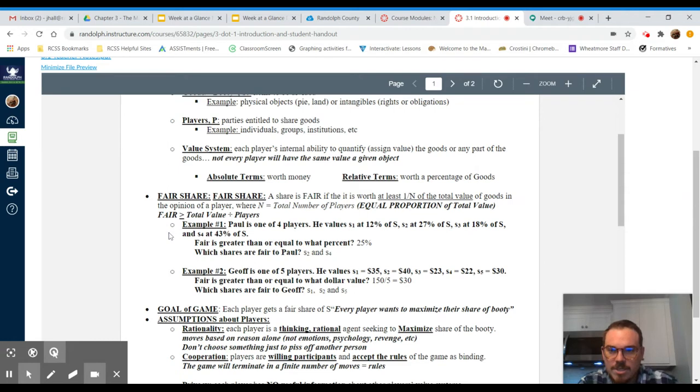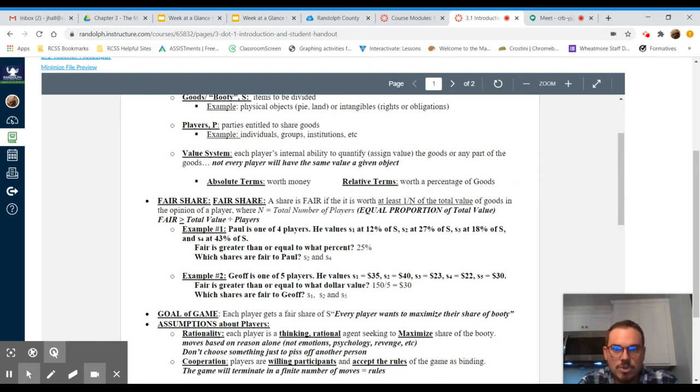So our fair share has got to be greater than or equal to the total value divided by the number of players. So, for example, Paul is one of 4 players. We know we have 4 players, right? His value, we'll call his value S1, is 12% of S. So he's player 1, right? And his share of the goods, his share of the booty, is 12%, right? And S2 is 27%, whoever player 2 is.